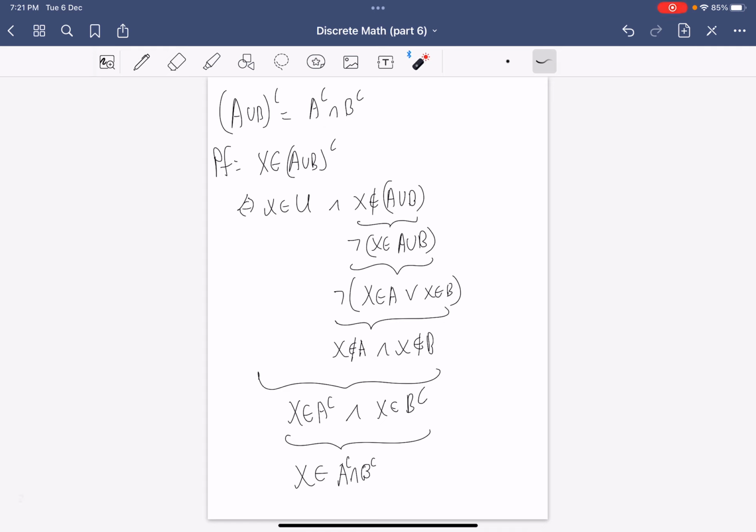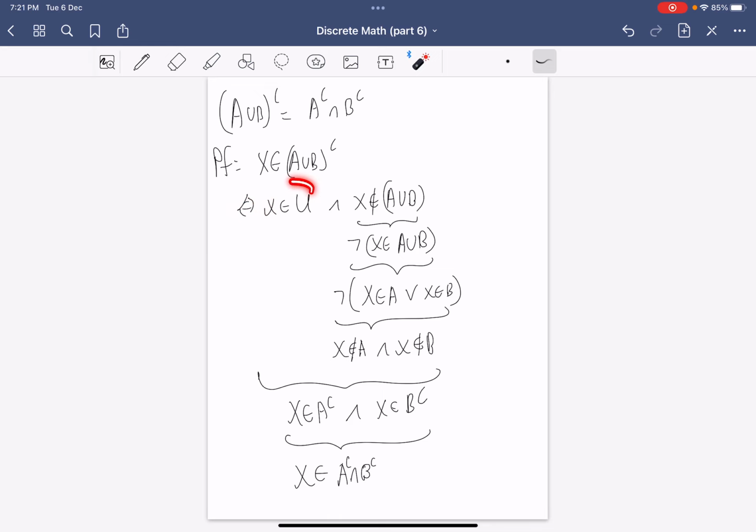Now, this is one of De Morgan's laws, where the complement of A union B, in this case I use the absolute complement, noting the fact that there is a larger ambient set in the first place, U. This is just to reduce notation, writing too many notations. So we start with x is an element of this set, and then we use the double arrow sign.